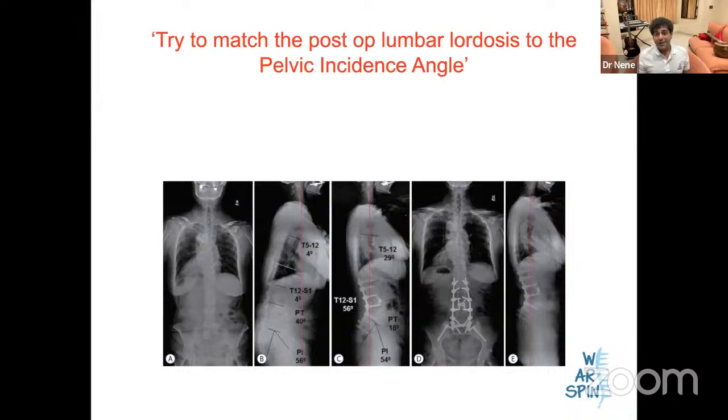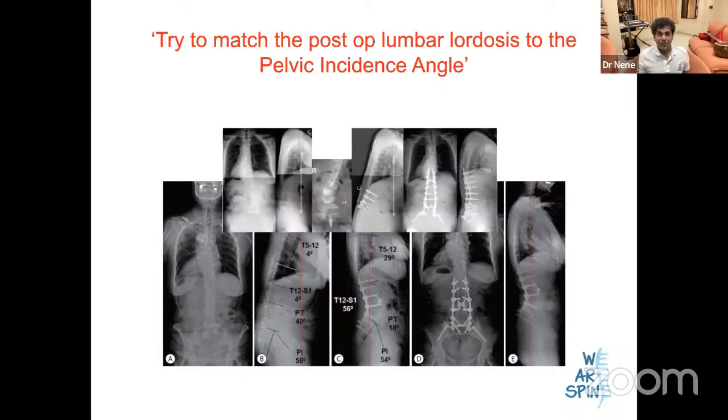All right. So like in this given case, the surgeon matched the PI to the lumbar lordosis. As you can see from the figures, he did a standing X-ray and he found that the PI was 56 degrees. He found that the lumbar lordosis had significantly gone away. So he did a big operation. You can see cages here. You can see an osteotomy here. And he restored the lumbar lordosis to 56 degrees to match the PI. And you can see that this spine has remained balanced, unlike the last one, which gave way.